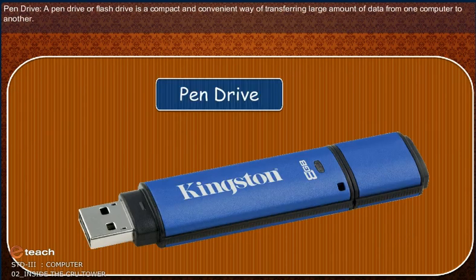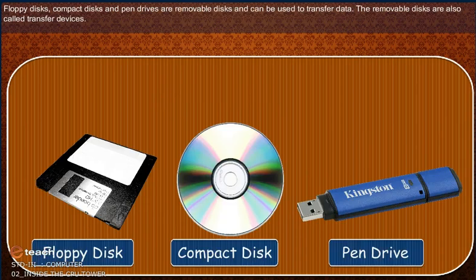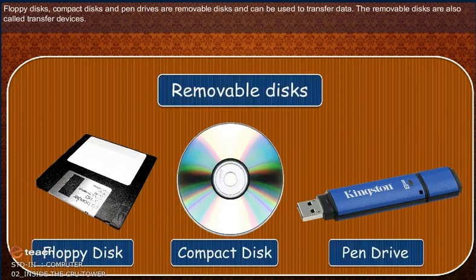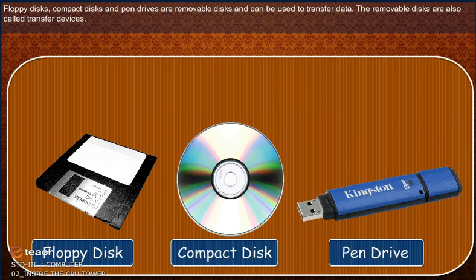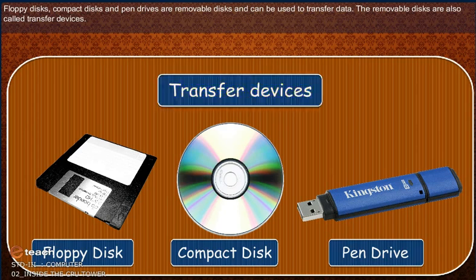Pen drive. A pen drive or flash drive is a compact and convenient way of transferring large amount of data from one computer to another. Floppy disk, compact disk or pen drives are removable disks and can be used to transfer data. The removable disks are also called transfer devices.